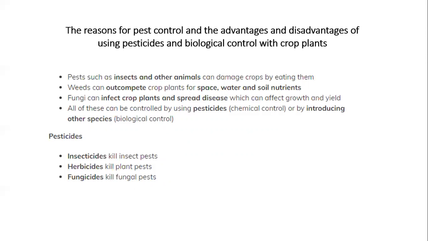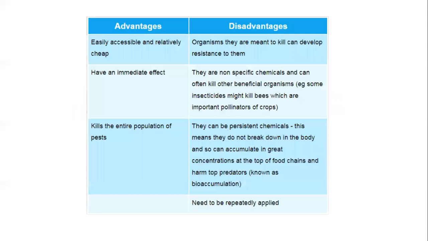So all of these can be controlled by using chemicals called pesticides. So this is a chemical control method. Right, introducing some other species to control these pests, that method we call biological control. Under pesticides, there can be insecticides, herbicides, and fungicides. Insecticides kill insects. Herbicides can kill plant pests. Even fungicides can kill fungal pests.